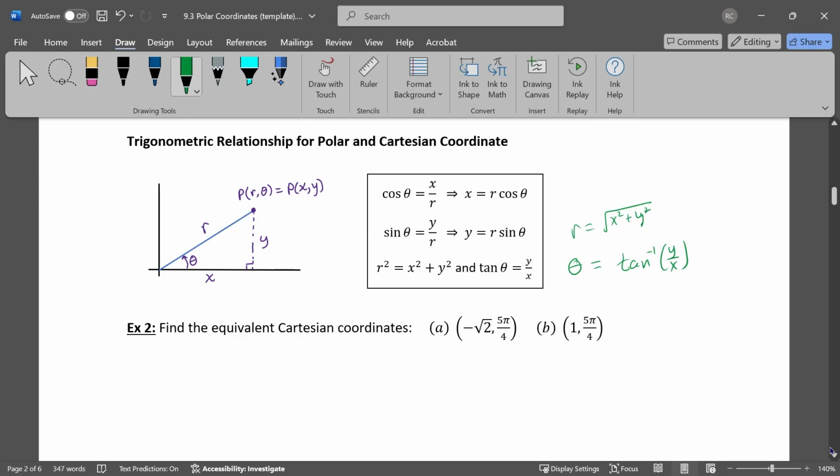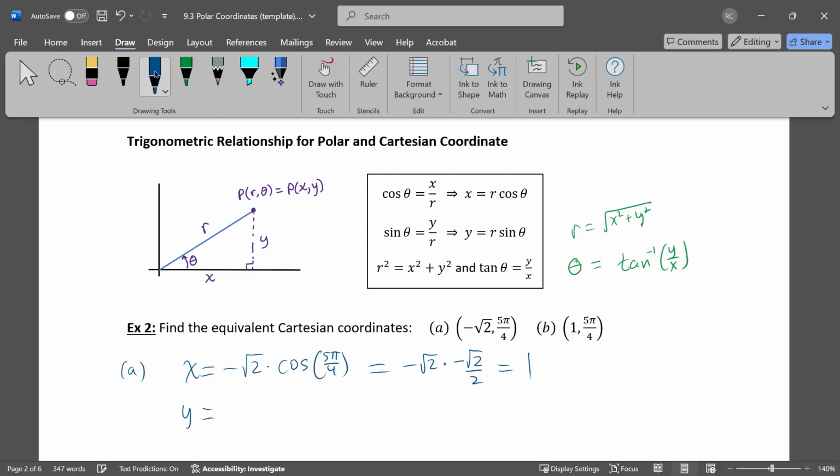But with this next example, let's start with polar coordinates and find the equivalent Cartesian coordinates. Okay, so for A here, we've got r is -√2 and theta is 5 pi over 4. So x is just r, -√2, times cosine of 5 pi over 4, which is negative root 2 times negative root 2 over 2. Negative times negative is positive. That's positive 2 over 2, which is 1.